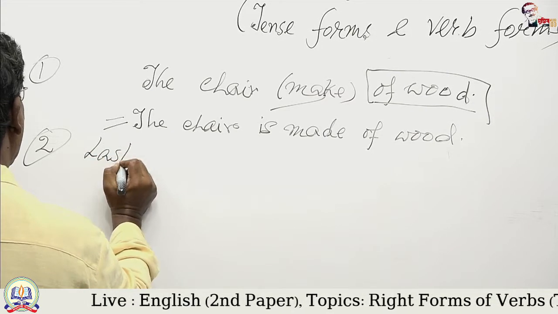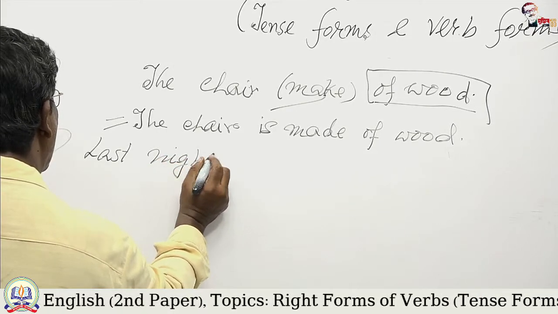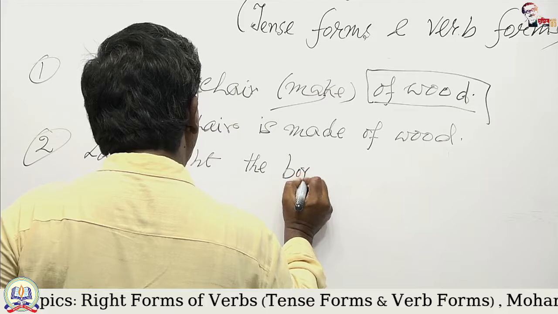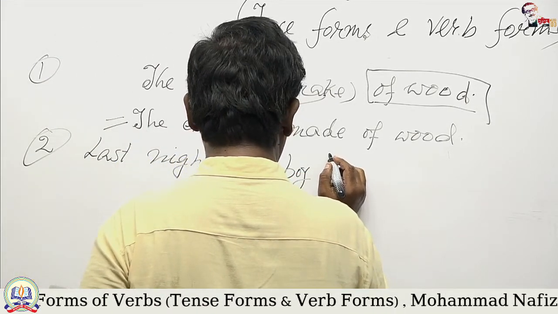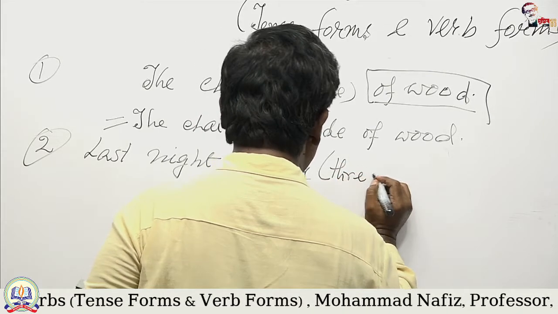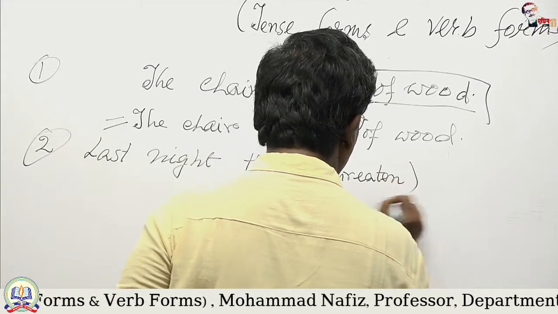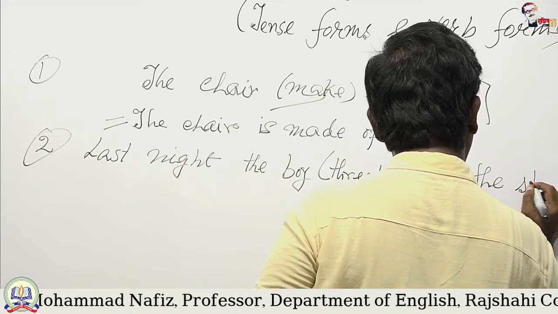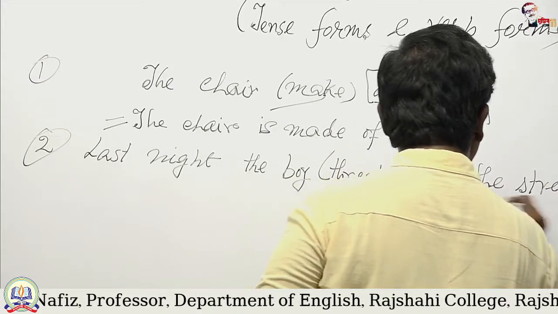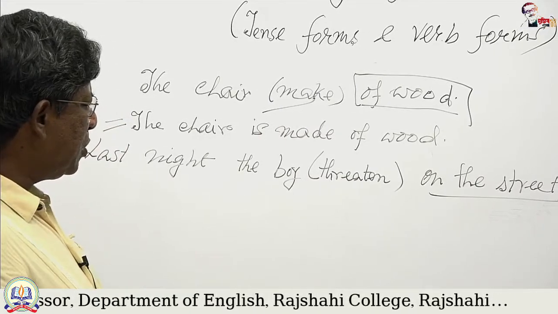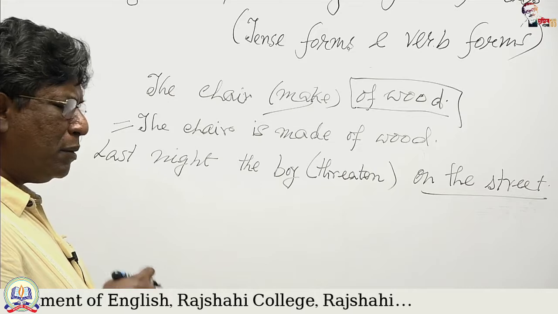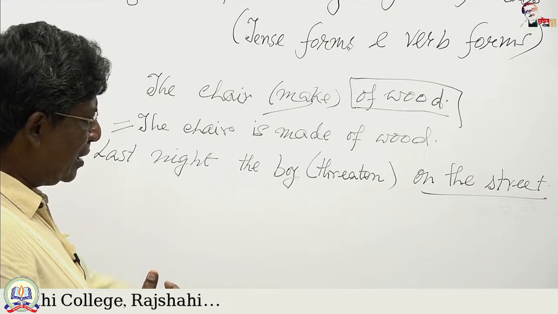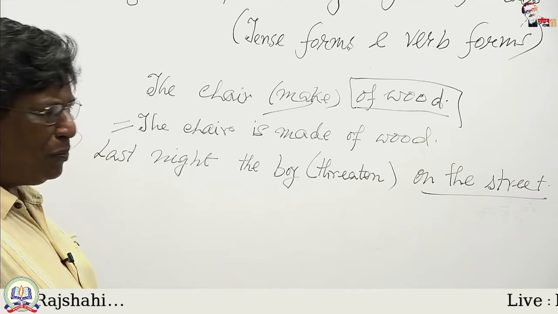Last night the boy threaten on the street. See, just see. On the street is not an object because it is the combination of the preposition on and the noun the street. The combination has made "on the street" a prepositional phrase or adverbial of place.